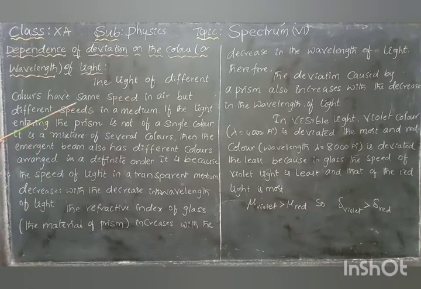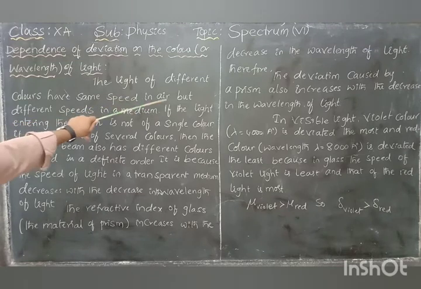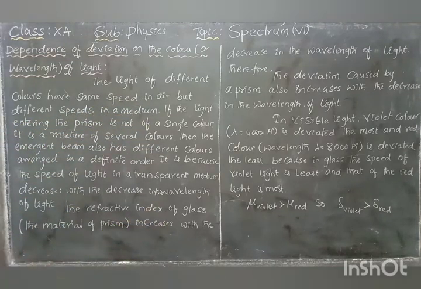The light of different colors has the same speed in air but different speeds in the medium. If you take white light, in the air medium all the colors travel with the same speed. But if the medium changes, within that medium they have different speeds. Different colors have different speeds.